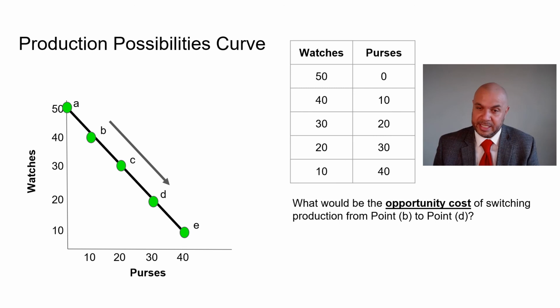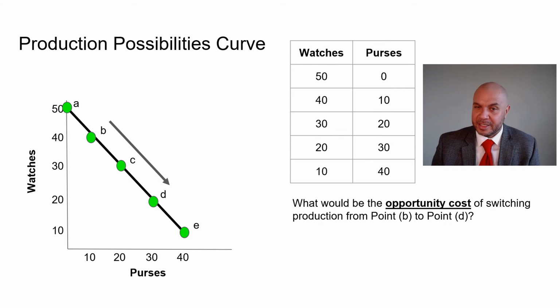Now let's look at point D. Point D, this company's making 20 watches and 30 purses. So what did they gain by making this switch? They gained more purses, right? But that's not the opportunity cost. Remember, opportunity cost is what did they have to give up to gain those extra purses? What did that cost them?